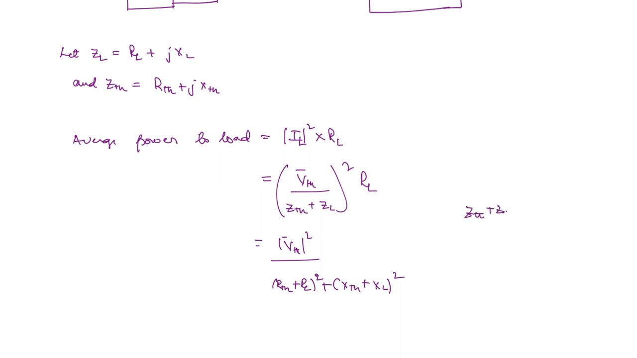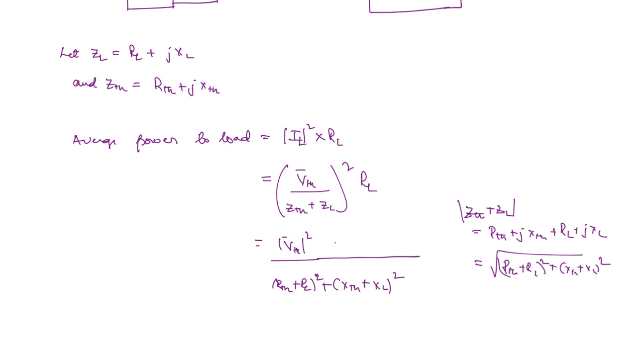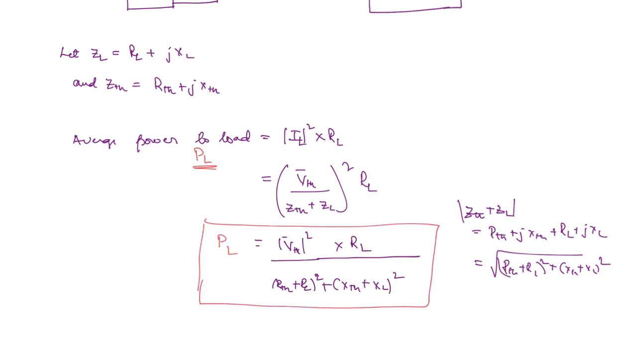Okay. So why did we write it like this? ZTH plus ZL is equal to RTH plus jXTH plus RL plus jXL. Okay. So what will be the magnitude of this now? This is going to be root over the real part square plus the imaginary part square. Okay. So that is why we wrote this expression into RL, which will be in the numerator. So this is the expression for the average power that is being delivered to the load.